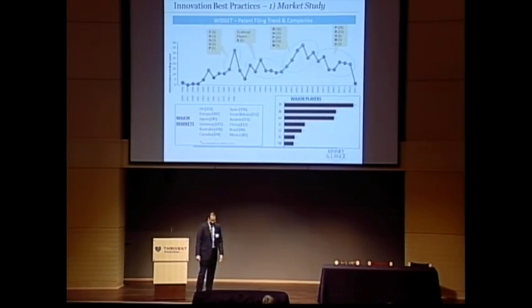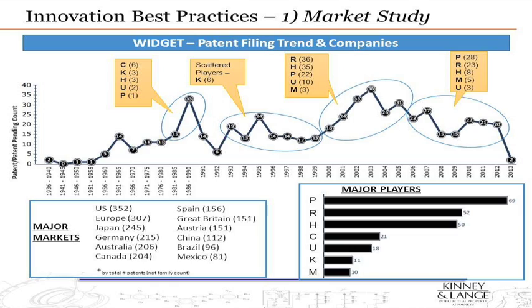I'm really showing some basic examples here, but as an example, in a market study, one thing you can look at, for the widget: if we're going to innovate a widget, we can do a patent search on that widget and see what the filing trends historically are for patents that include or cover that widget.